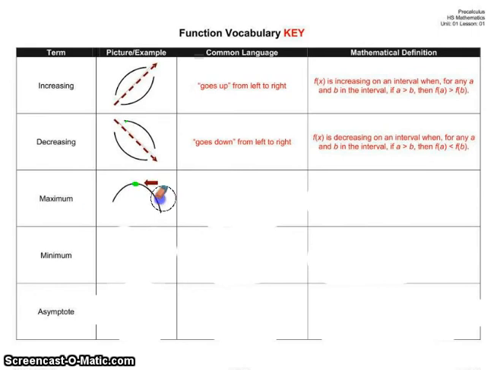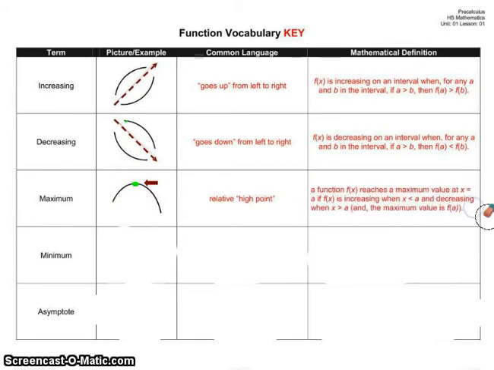Maximum should be what you expect. Notice it's the top of the hill. Common language, a relative high point. Mathematical definition: f of x, a function, reaches a maximum value at x equals a if the function is increasing when x is less than a and decreasing when x is greater than a, and the maximum value is f of a.